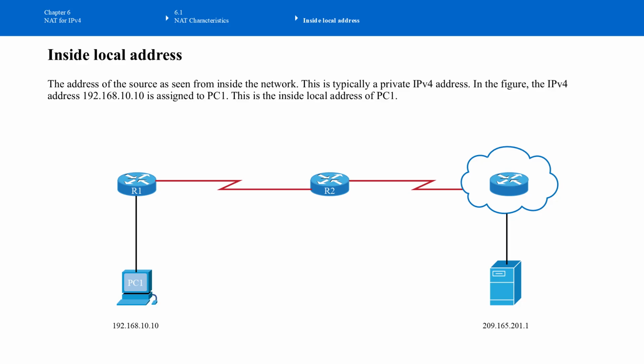The inside local address is the address of the source as seen from the inside of the network. This is typically a private IP address. In the figure, IPv4 address 192.168.10.10 is assigned to PC1. This is the inside local address for PC1.